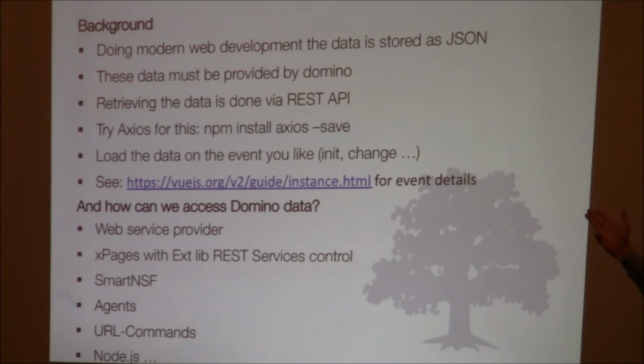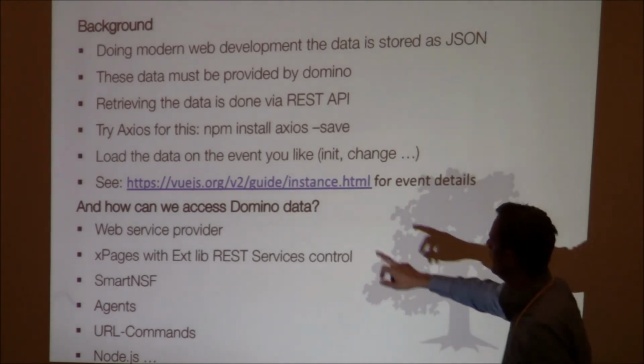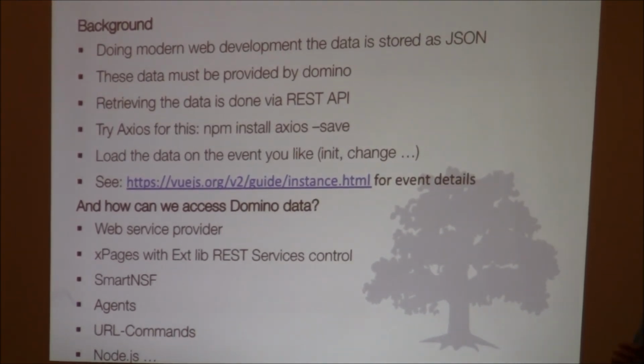Load the data on the event you like: init, change, whatever. You can say, if the site is loaded, or before the site is loaded, or before the DOM is created. You can put it into your code in the place you would like to have it. If you go there, you see all the events you can use where you can put things in. So, site is loading, you say on init, I would like to grab some data from the Domino server, you grab the data, put it in the data, and all the representations are ready.